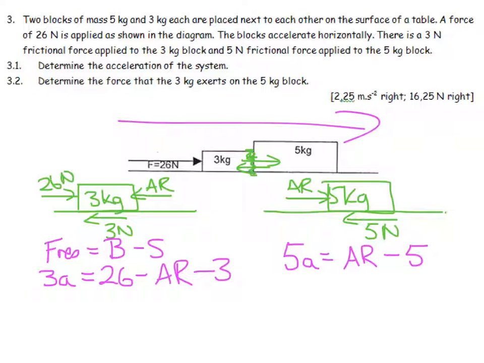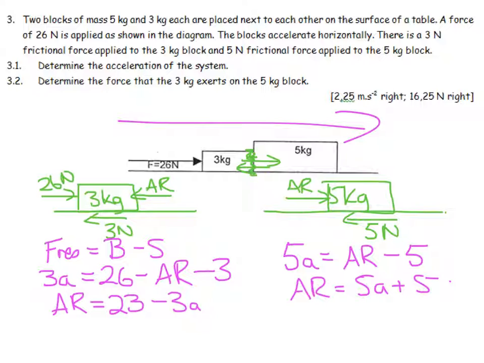Now let's rearrange these so that they're both in terms of the action-reaction pair, and you get the action-reaction pair is equal to 23 minus 3A. Here, AR is equal to 5A plus 5. Do the simultaneous equation, and you land up with A being equal to 2,25 meters per second squared towards the right.